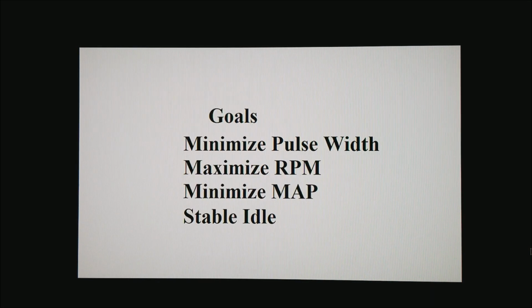We're going to start with the basic assumptions or goals. We want to minimize the pulse width, make the best use of the fuel we're sending into the motor, and maximize RPM, assuming that we're not changing anything else. You would think if the motor is more efficient, the RPM would come up. Minimize the MAP, or the manifold absolute pressure. This is basically what mechanics have been using for years when adjusting mixtures on a motor. And a stable idle, or some combination of all of these.